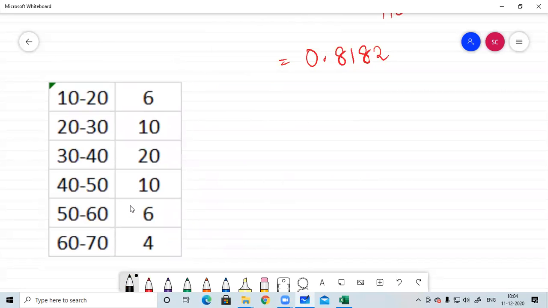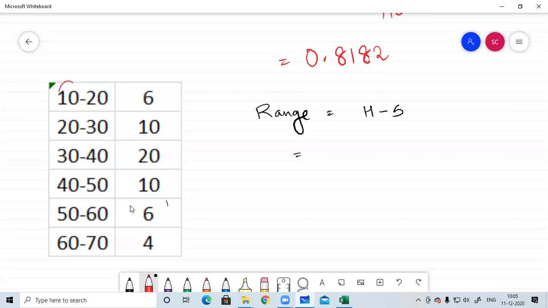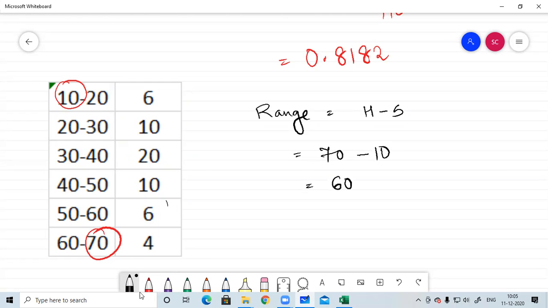So again, range is equal to H minus S. Our highest, which one will you take now? 70. Okay, correct. So you search it in this section here, lowest and highest. So you will have the answer as 70 minus 10, which is 60.